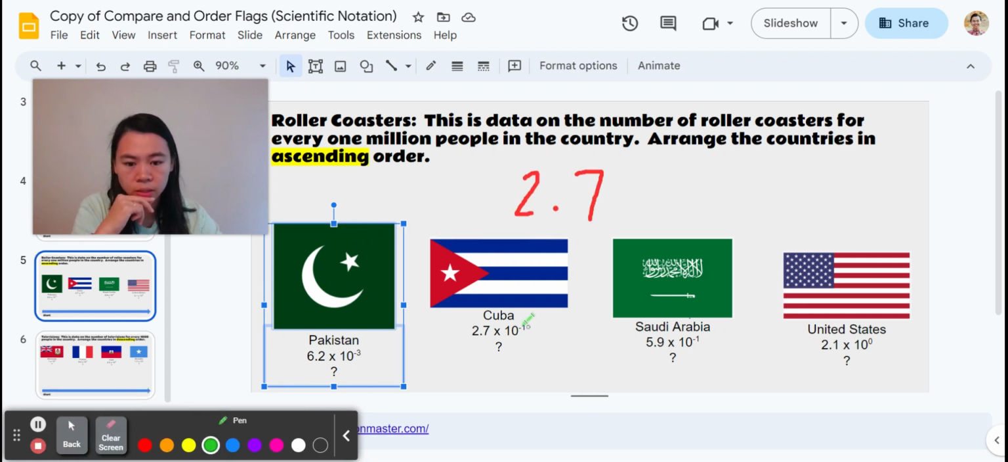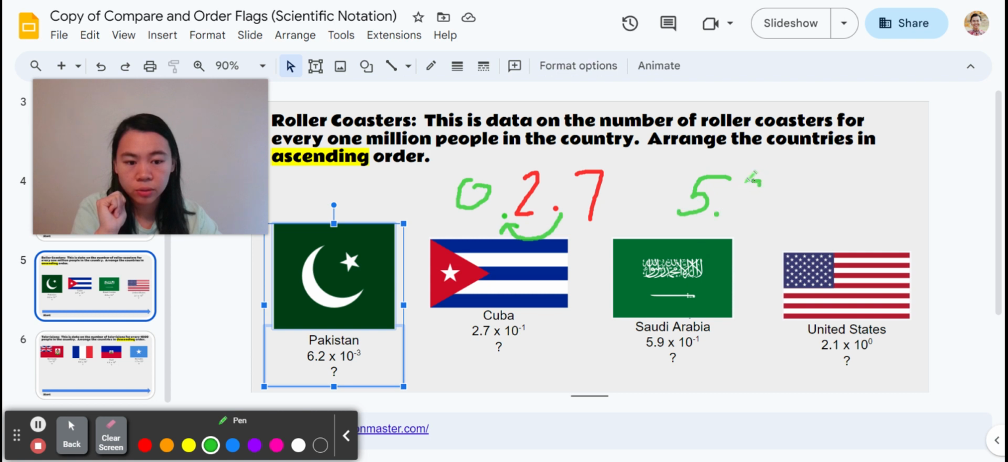Our next one is Cuba, 2.7 times 10 to the -1st. -1 means we're moving our decimal place 1 place to the left. It's going to go right here. And don't forget your 0 up front. So 0.27. Saudi Arabia is pretty similar as well.